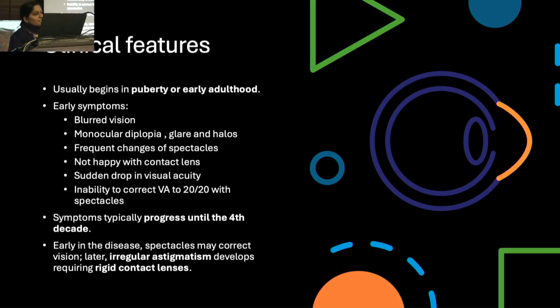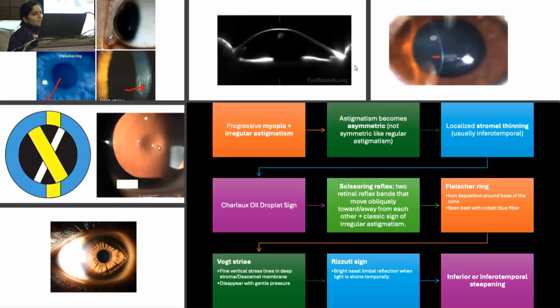Clinical features in the early stages can present as blurred vision, monocular diplopia, halos, glare, frequent changes of glasses, and not being happy with a contact lens. In case of acute hydrops, there is always a sudden drop of vision and painful visual loss. The disease progresses until the 4th decade, and thereafter it stabilizes.